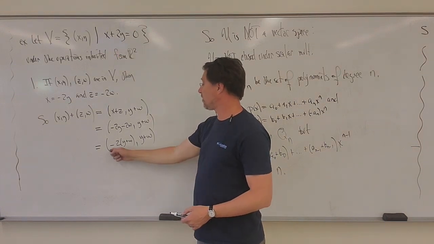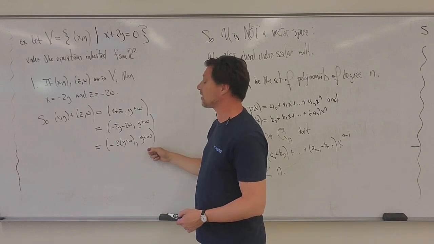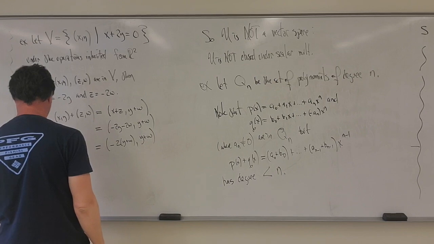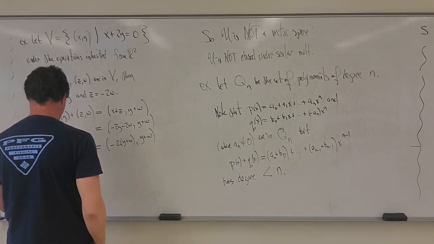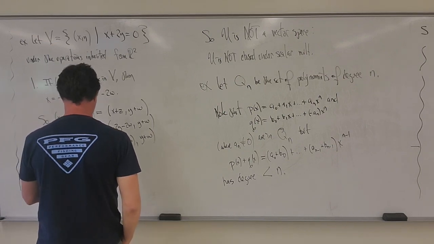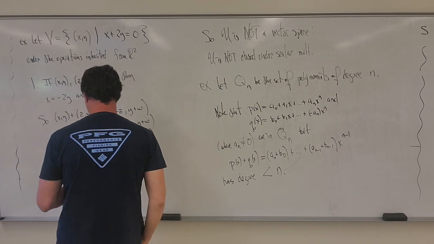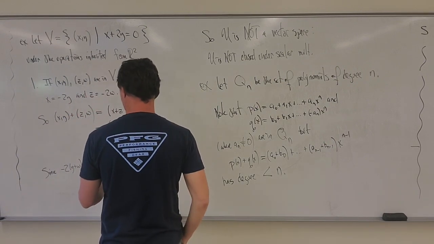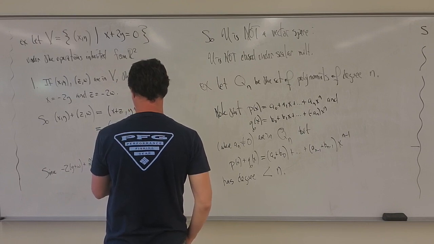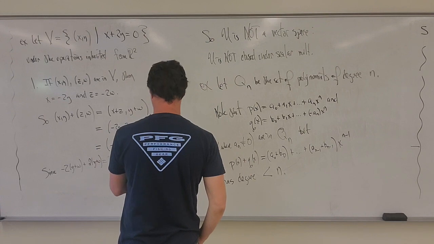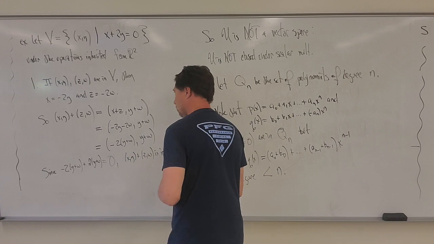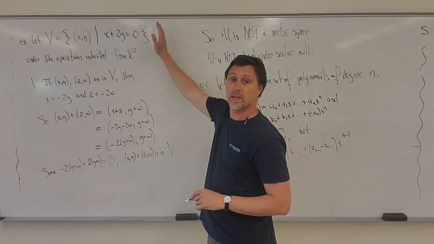So if I take the first and add it to 2 times the second, let's see what we get. Since negative 2 times (y plus w) plus 2 times (y plus w) equals 0, (x, y) plus (z, w) is in capital V. So this set, capital V, is closed under addition.